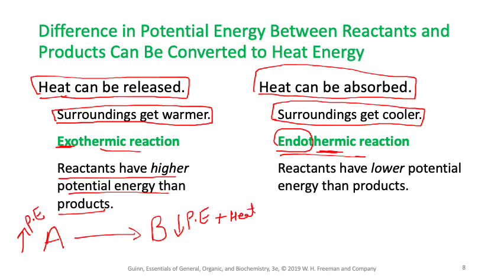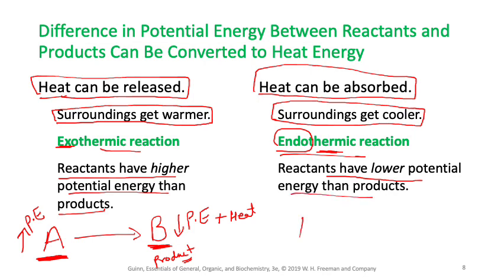So what we can learn over here, in an exothermic reaction, the energy or the potential energy of the reactant is always higher compared to the potential energy of the product. This is your product, right? Same thing for the endothermic reaction. It says reactant have lower potential energy than the product.